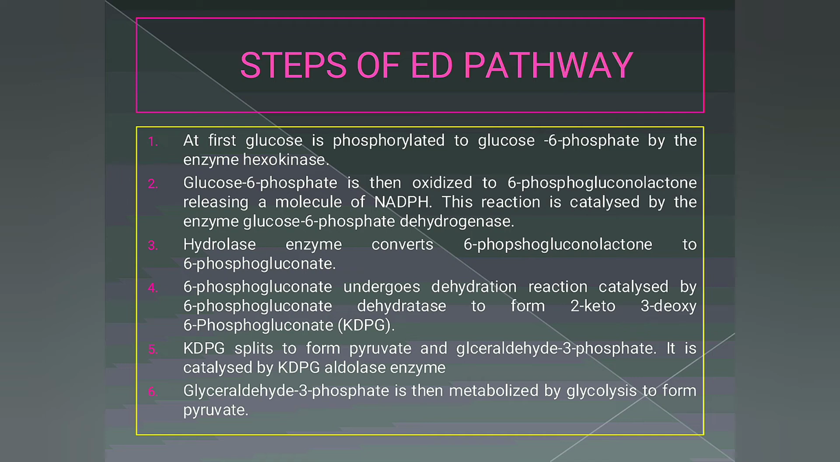6-phosphogluconate undergoes a dehydration reaction catalyzed by 6-phosphogluconate dehydratase to form 2-keto-3-deoxy-6-phosphogluconate, KDPG. KDPG splits to form pyruvate and glycerate 3-phosphate. It is catalyzed by the KDPG aldolase enzyme. Glycerate 3-phosphate is then metabolized by glycolysis to form pyruvate. At last, the final glucose is converted into pyruvate.